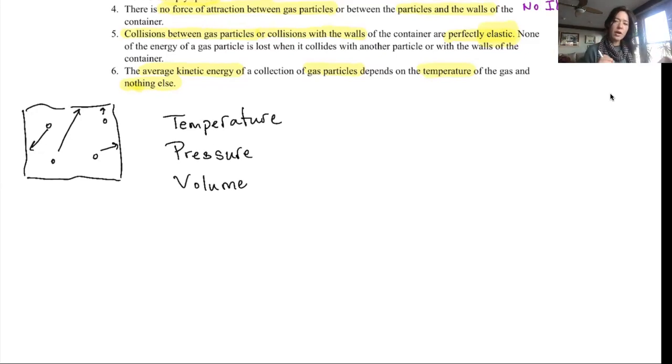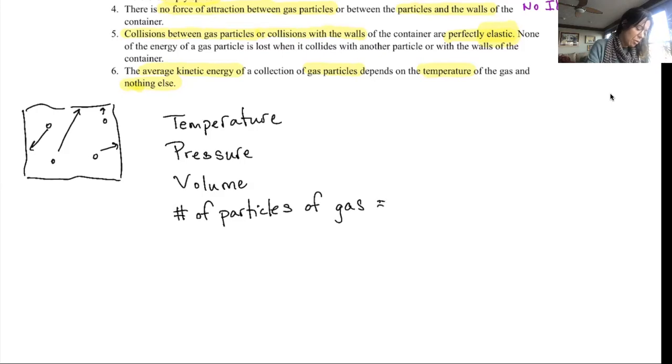The other variable in terms of gases is the number of particles of gas. And recall that we don't count particles because they're too small. So we will group them into moles. So we will not count the particles, we'll count the moles of the gas. So you'll see that throughout this entire unit, we will be discussing temperature, pressure, volume, and moles of gas, all about gases, no intermolecular forces.